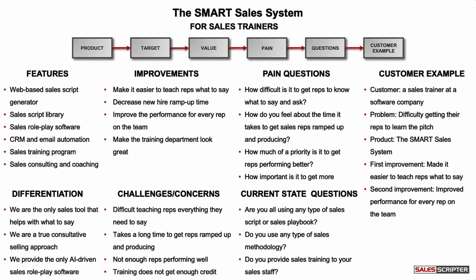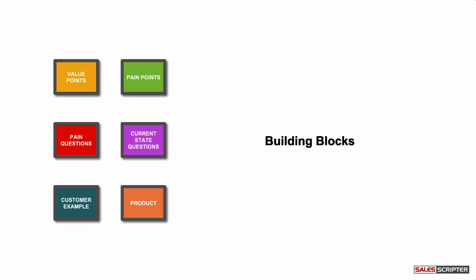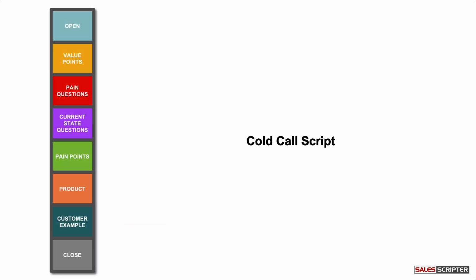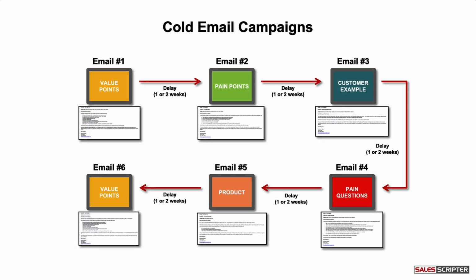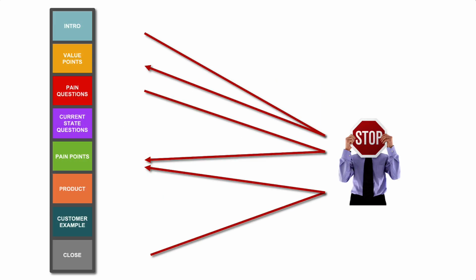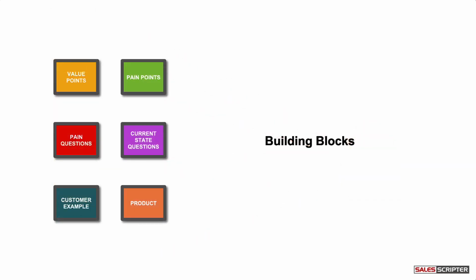And so that process that we went through created all of these different talking points and sets of bullet points. And each of those sets of bullet points can be used to create what we refer to as building blocks. And then you can use those building blocks to create a lot of different sales scripts and sales tools. You can use those building blocks to create a cold call script, a first appointment script, an email campaign, voicemail messages, objection responses, and a lot more.